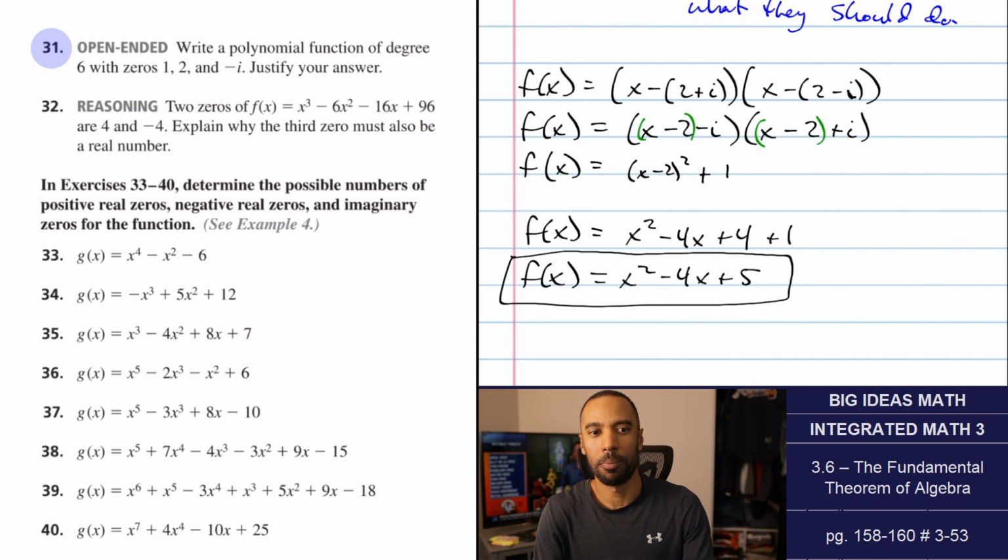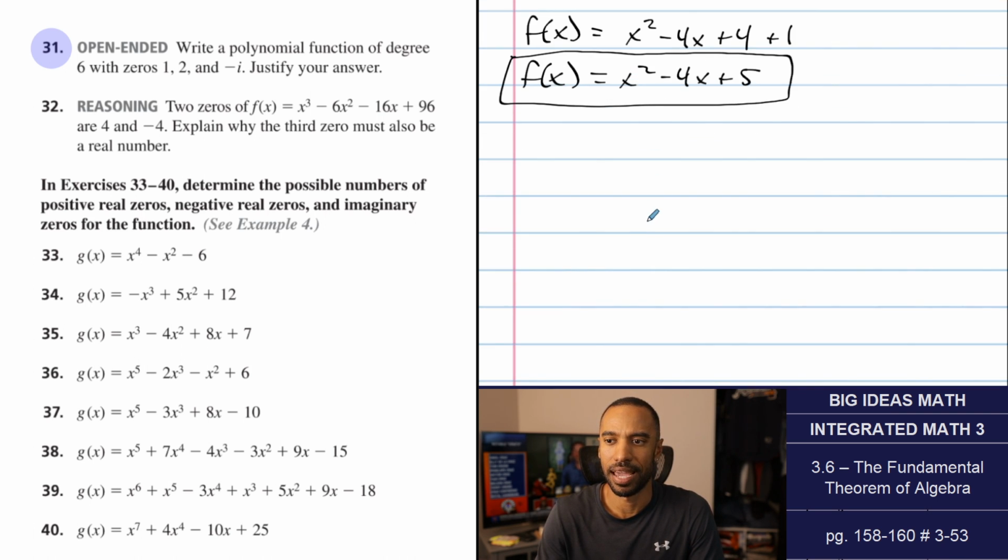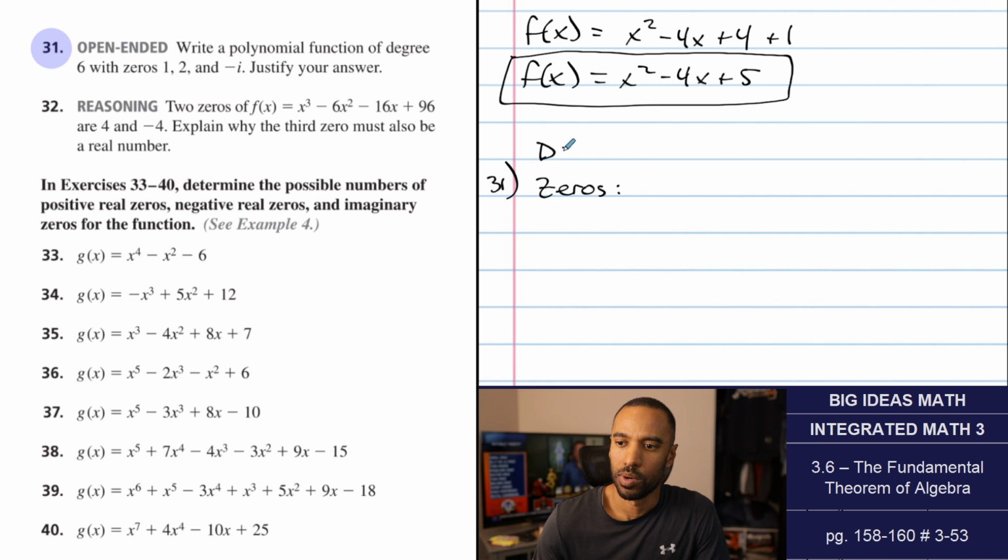Okay, number 31, open-ended. Write a polynomial function of degree 6 with zeros 1, 2, and negative i. Justify your answer. All right, the zeros that I do have are 1, 2, and negative i. The degree is 6.